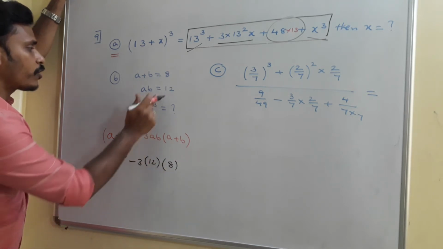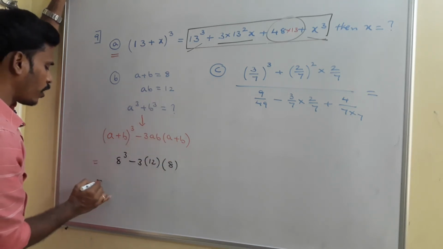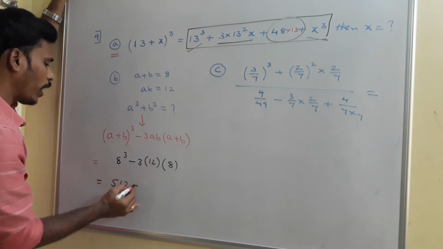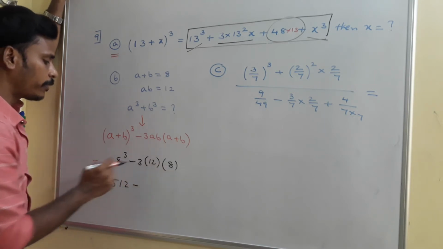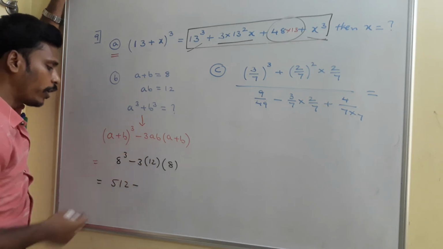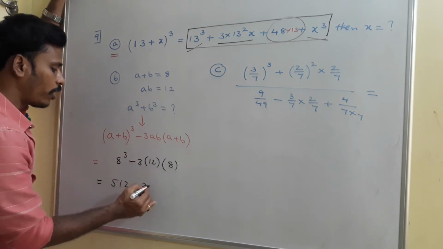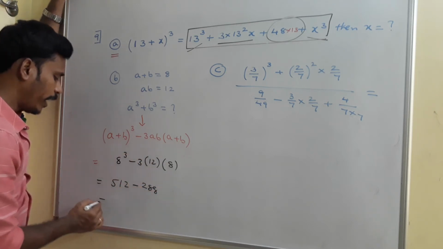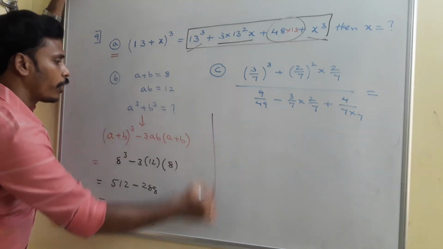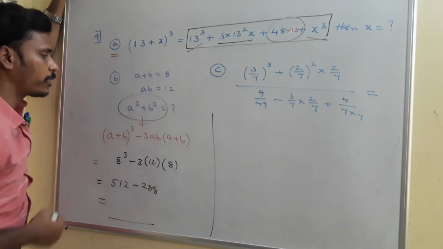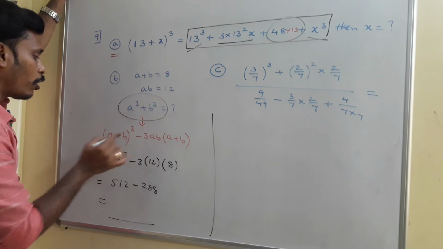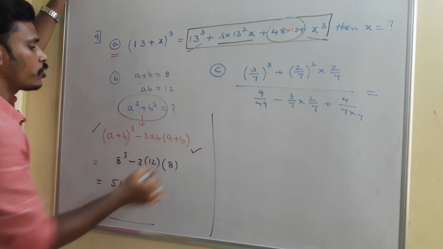I have ab as 12, a plus b as 8. That's what you need to solve. 8 cube is 512 minus 3 eighths is what? 24, and 24 into 12: 240 and 48, 288. So 512 minus 288, if you solve, you will get a cube plus b cube. So for this particular problem, this result is very much useful.